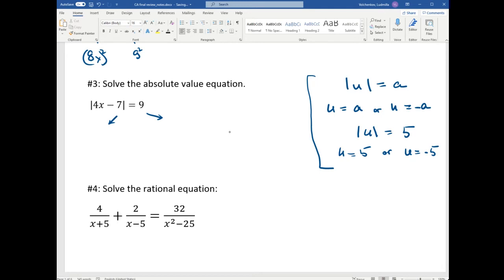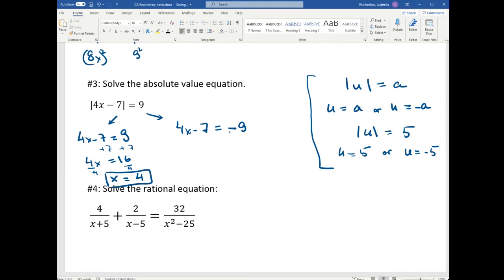When we have a whole expression under the absolute value bars, we get two equations. 4x minus 7 can be equal to 9, or 4x minus 7 can also be equal to negative 9, so that the absolute value will be 9. And we solve both equations. We add 7 to the left and to the right: 4x equals 16, and divide by 4 on the left and on the right. x equals 4 is the first solution.